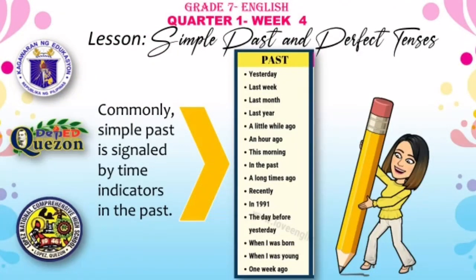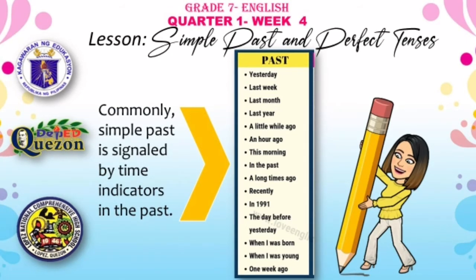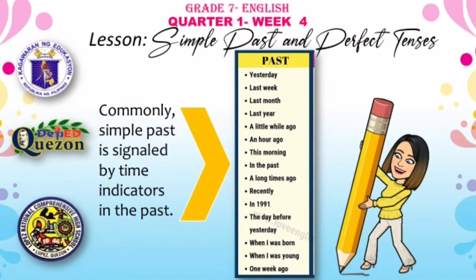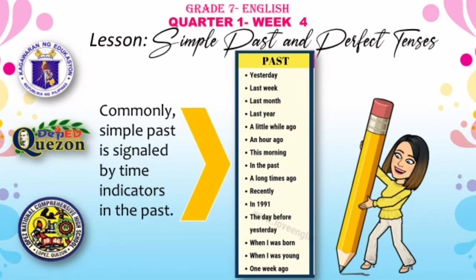Commonly, the simple past is signalled by time indicators in the past. Examples are yesterday, last week, last month, last year, a while ago, an hour ago, this morning, in the past, a long time ago, recently, in 1991, the day before yesterday, when I was born, when I was young, and 1 week ago.